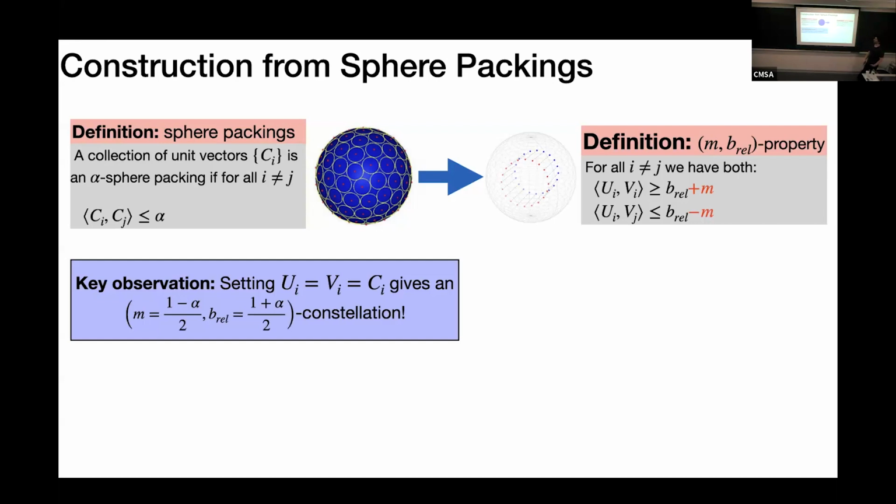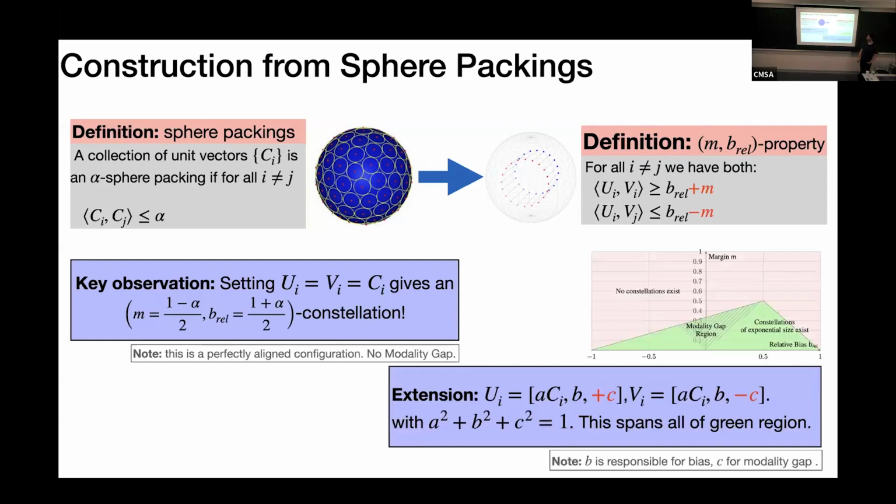Okay, well, that's just one particular type of constellation where the u_i are equal to v_i, and these are perfectly aligned. They don't have a modality gap. What about those constellations that have modality gaps? Well, we can introduce an additional coordinate that sort of forces a modality gap. So for all the u_i, we're just going to add a little C in the final coordinate, and then there's a minus C for the v_i. And so those are just going to separate these two sphere packings. So C parameterizes the modality gap.